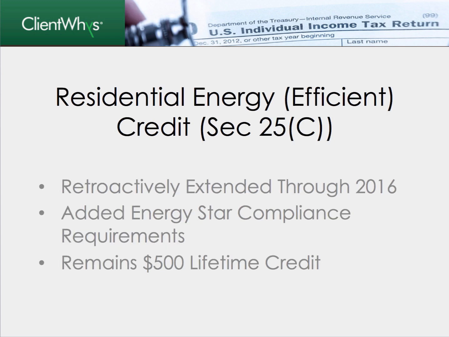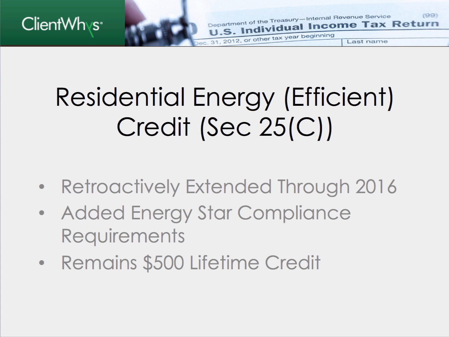All right, so this next up is a residential energy credit, Section 25C. Everybody gets these mixed up. There's a credit 25D and 25C. 25D is a solar credit. It gives you 30% credit for solar, geothermal, and wind energy. But this is the lower one. This is the one that has the $500 credit for making energy efficient or energy saving modifications to the taxpayer's home. That is retroactively extended through 2016, so it means it's good for 2015 and 16.